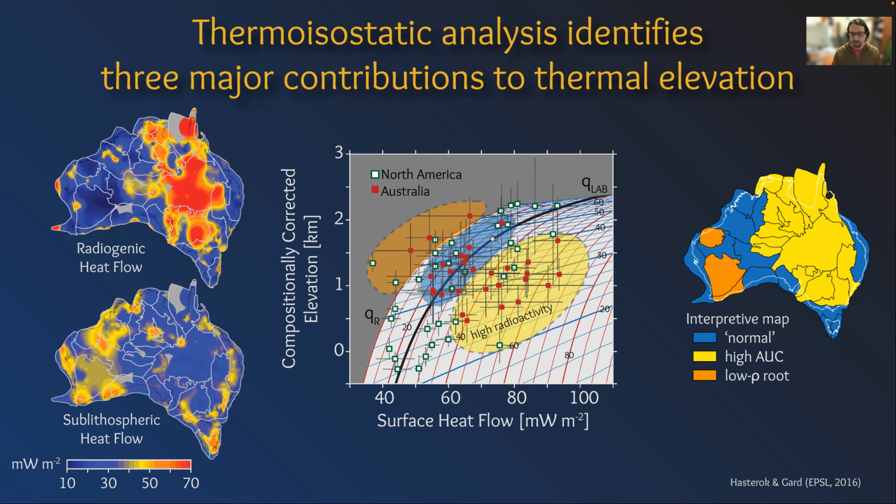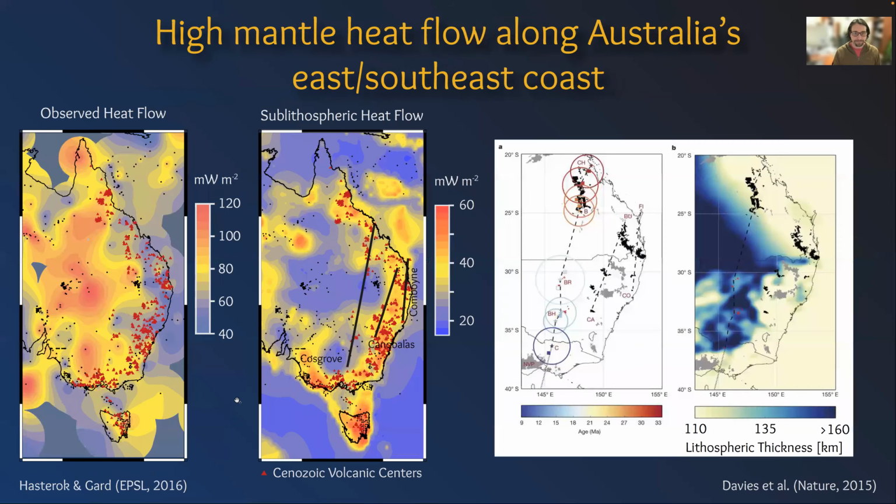There's a number of data that sit basically on the thermal isostatic curve, so I don't really need to talk about those much more. But then there's another set that sit here with high radioactivity. And when I plot where these are in Australia, you see that they have a fairly contiguous region to them. So this whole region of Australia has relatively elevated radiogenic heat flow to what one would expect from the background. We can also look at the sublithospheric heat flow. We're going to look at this in a little bit more detail in just a second.